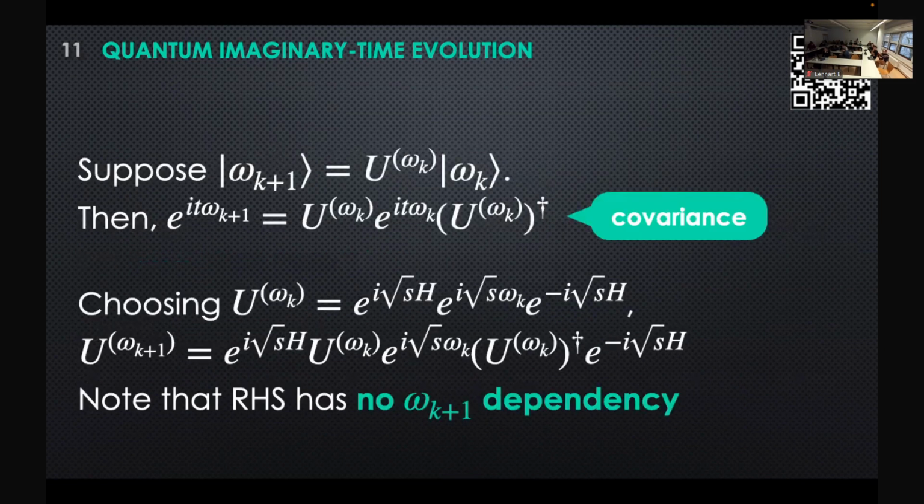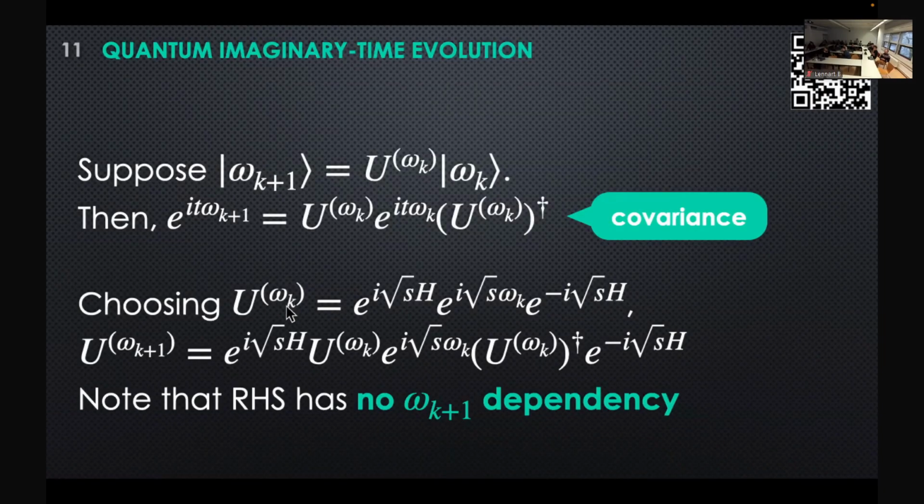And there comes this nice observation: if your recursion is defined in this way, omega k plus 1 is just a unitary that depends on omega k applied to omega k, then the exponential of i omega k plus 1 can actually be written as some product of operators that only depend on omega k, not omega k plus 1. So we can replace all the evolution by omega k plus 1 with evolutions by omega k. We call this property covariance.